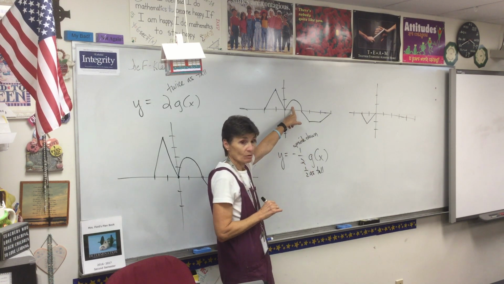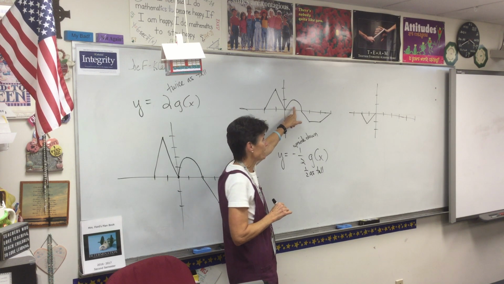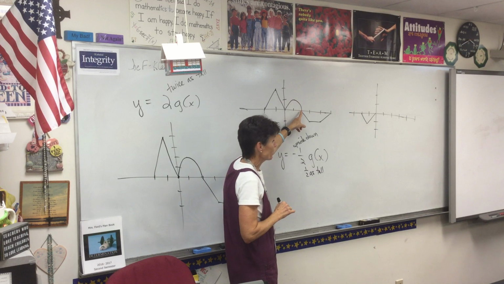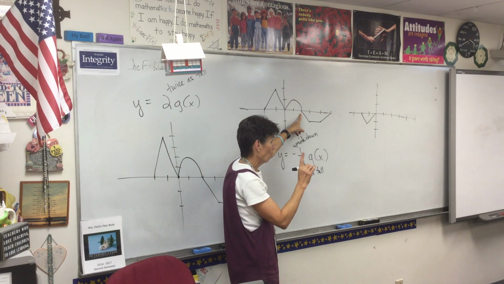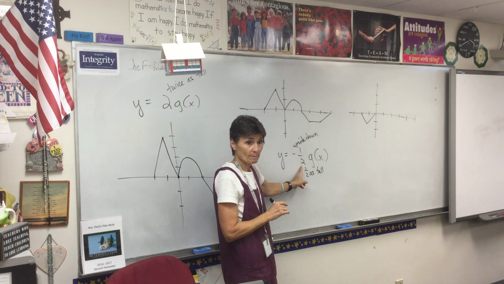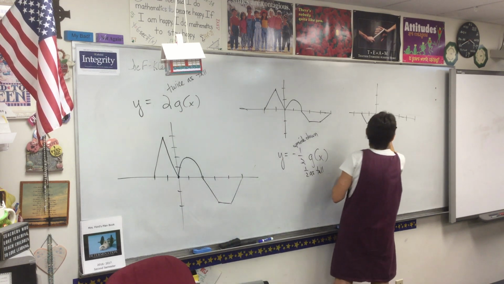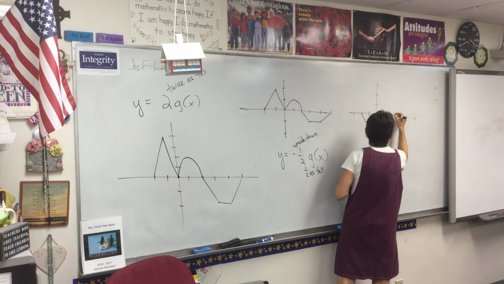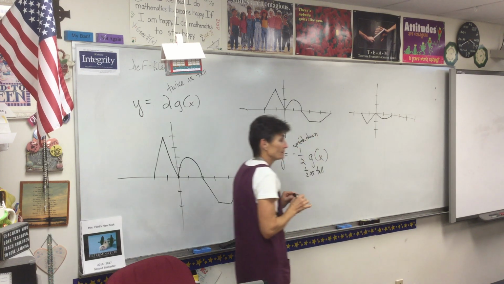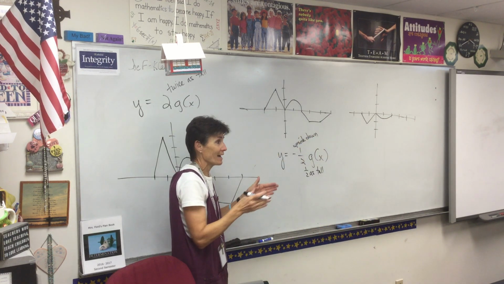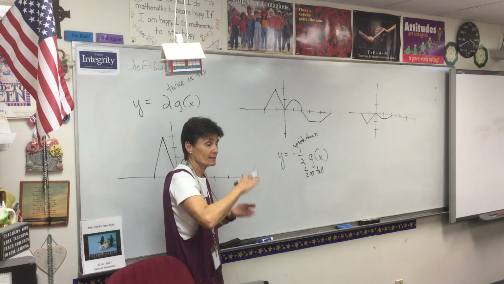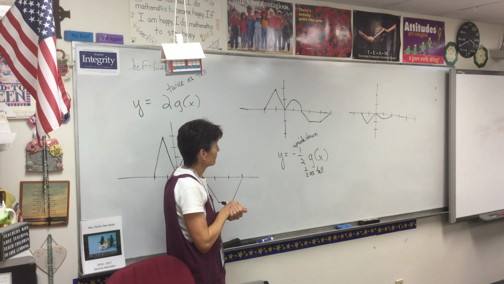So the semicircle, I'm not changing the width of it, I'm changing the height. So how tall is the semicircle originally? 1. Now it's going to be a half, and it's going to be upside down. So it's still too wide. We haven't done anything to change wide. It's all about how tall it is, and upside down.